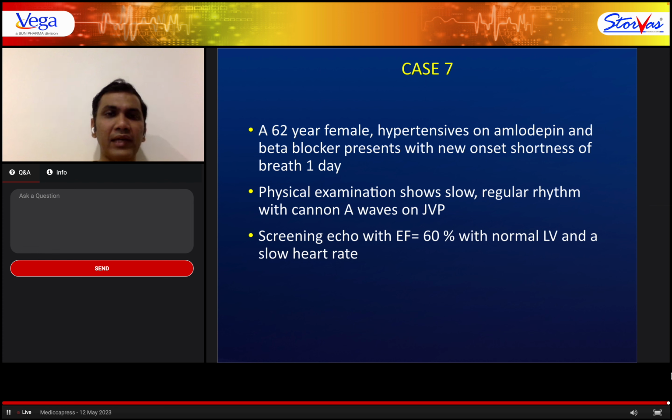Going on from there to case 7, a 62-year-old female, hypertensive patient on amlodipine and beta blocker, presenting with new onset shortness of breath since 1 day.